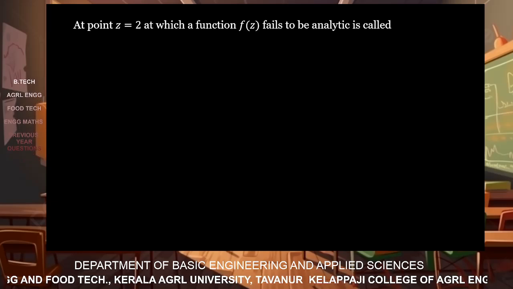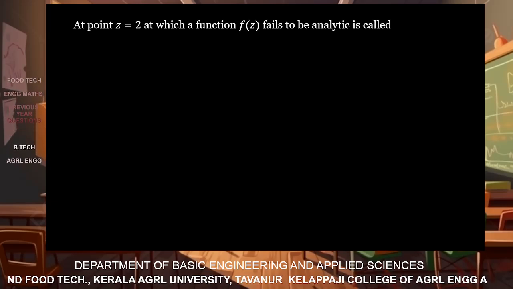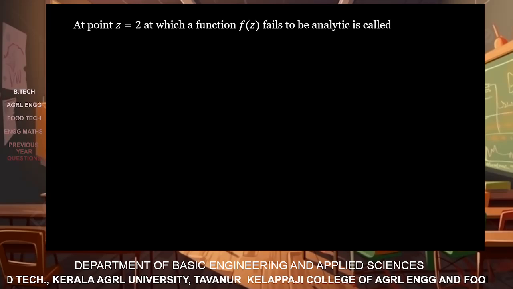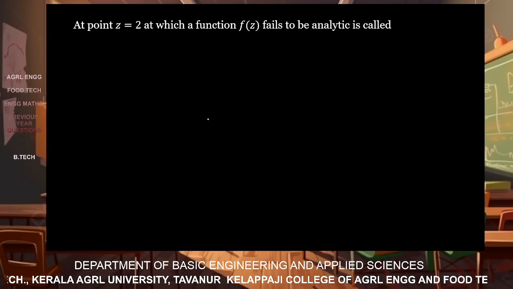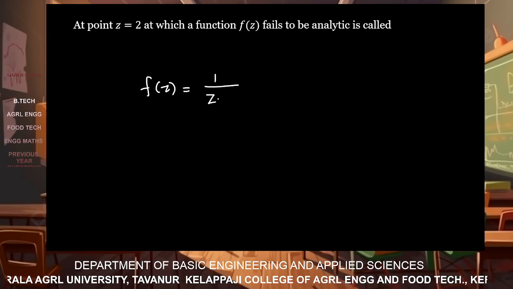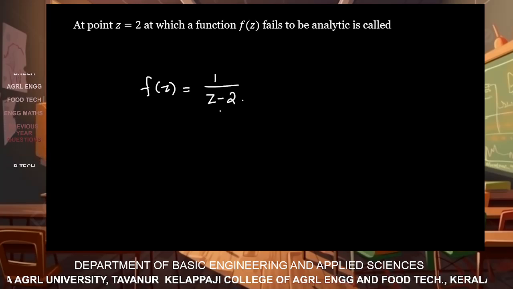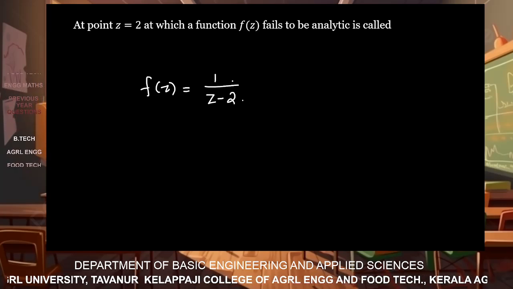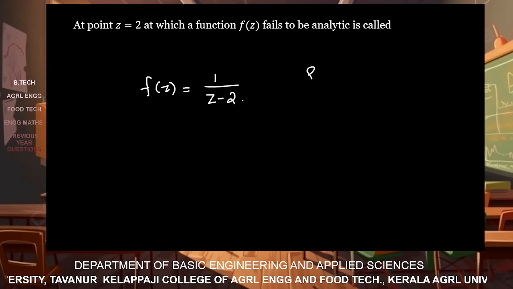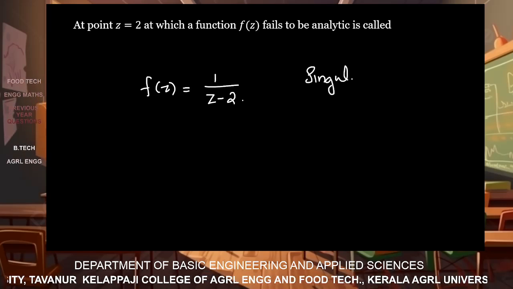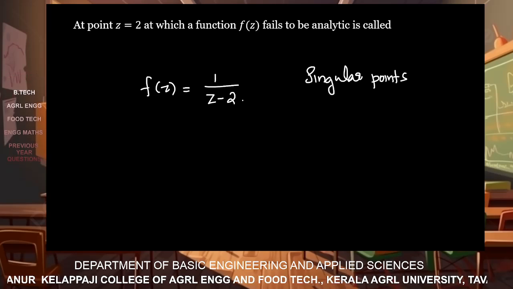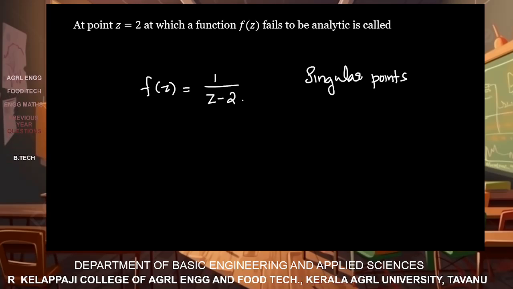Next one is from complex analysis. A point z equal to 2 at which a function f of z fails to be analytic is called what? I will give an example for this. f of z equal to 1 by z minus 2. Note that when z equal to 2, we have a 1 by 0 form. So this function fails to be analytic at z equal to 2. Such points are called singular points, points where the function fails to be analytic.